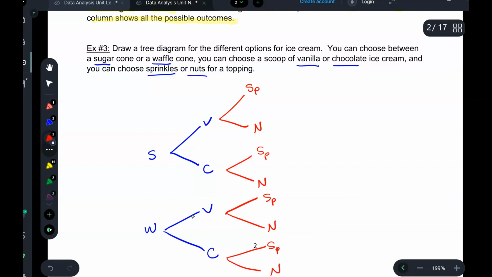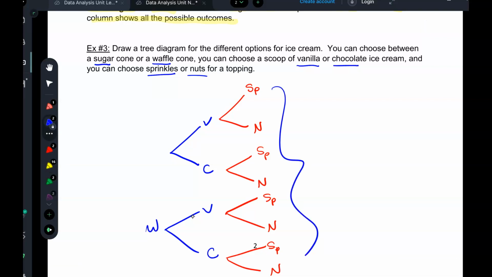So you can see here, you can follow any one of these. It'll give you the different variations. So you can have a sugar, vanilla, sprinkles, or you can have a waffle, chocolate, and sprinkles, and so on. And so if you look at the column all the way here, you have 1, 2, 3, 4, 5, 6, 7, 8 different options.